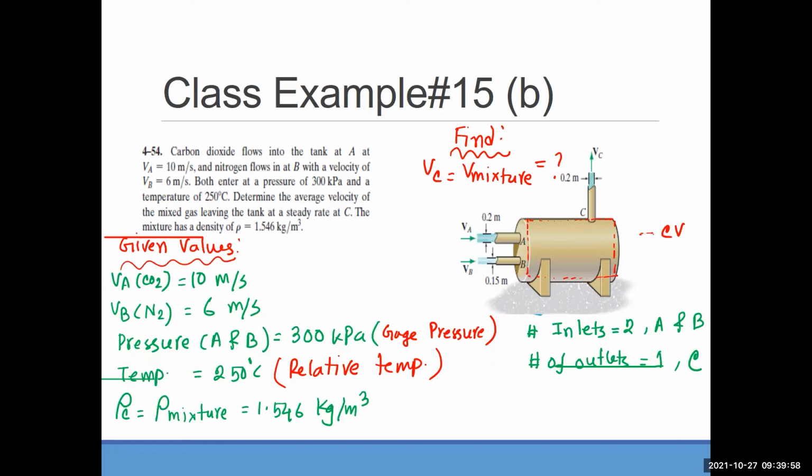Now the next step is we need to find one equation which can connect the unknown and the known, right? From the given values, we have density, we have velocity. We kind of know that we need to use the mass conservation equation, right? And they said steady rate at C, so obviously we need to use the steady mass conservation equation. Also, I said we will not use anything unsteady.